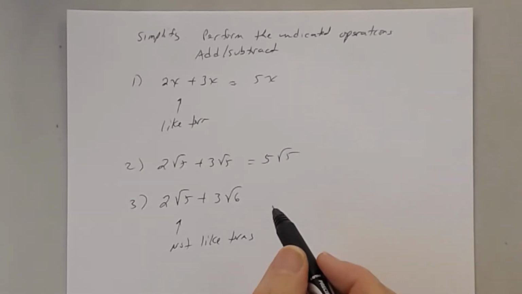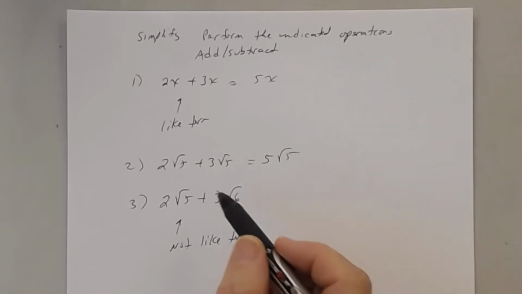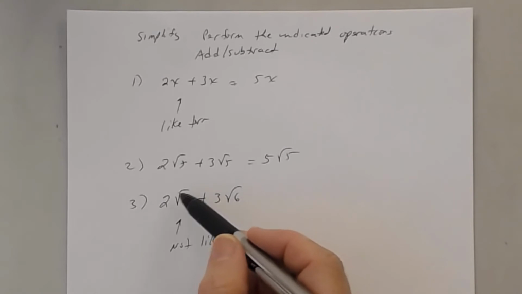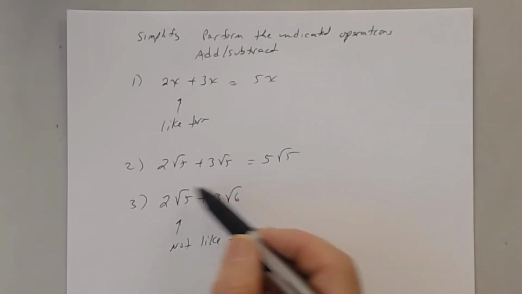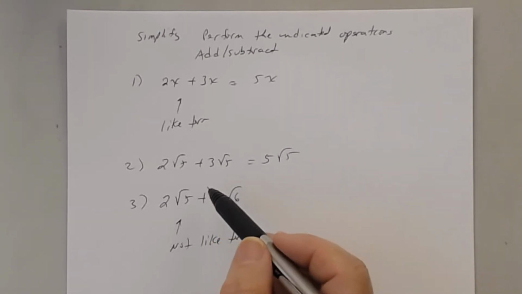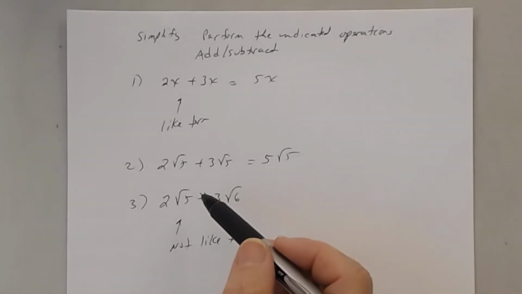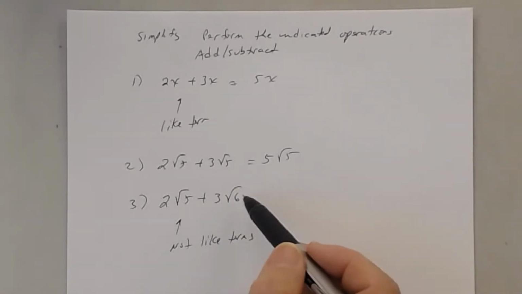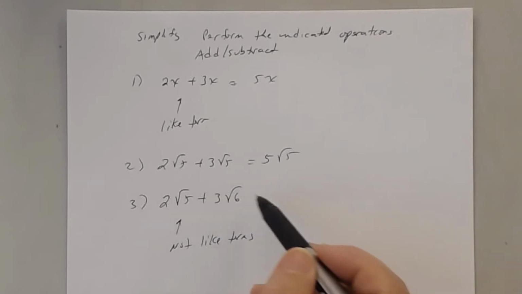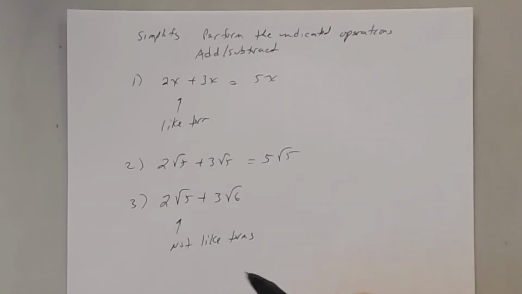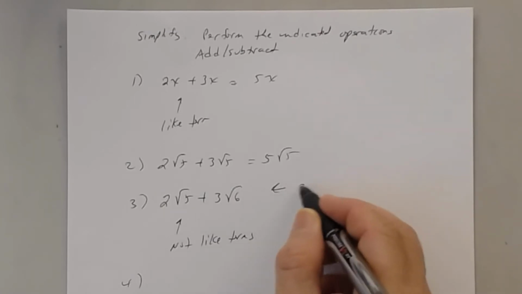So with regards to radicals, in order for them to be like terms, they have to have the same index, which they do. What's my index in both of them? 2. But they also must have the same radicand. Do they have the same radicand? No, one's 5, the other one is 6. So I cannot combine them. You can't do anything with this. So this right here you would say can't be simplified.